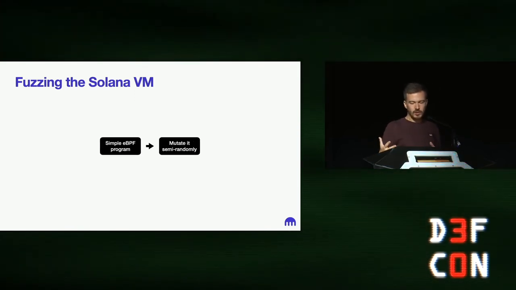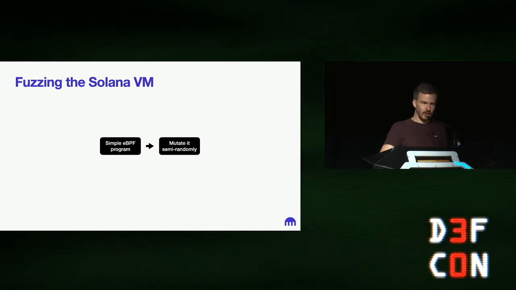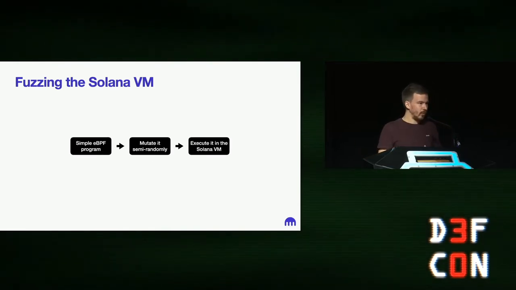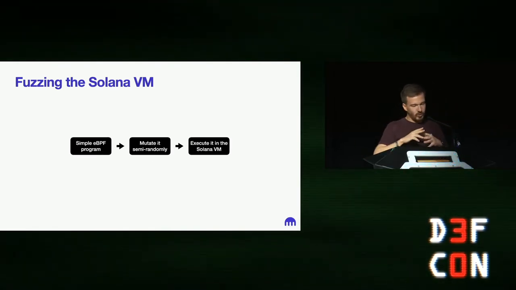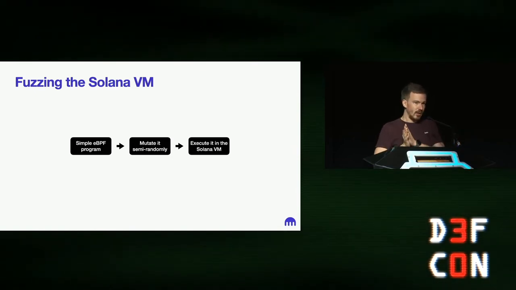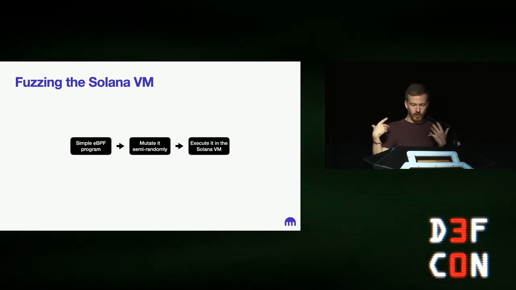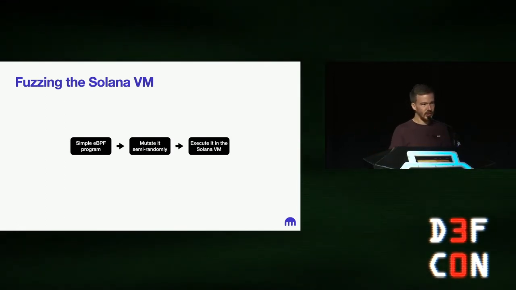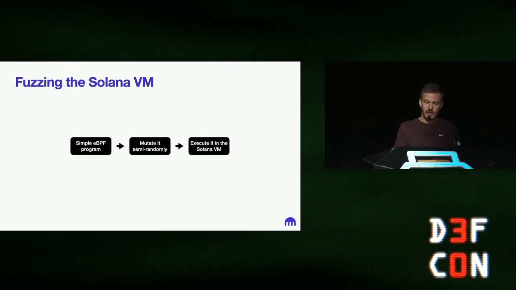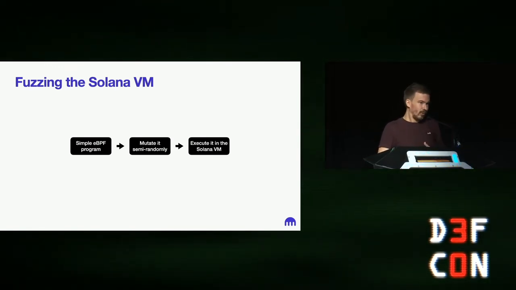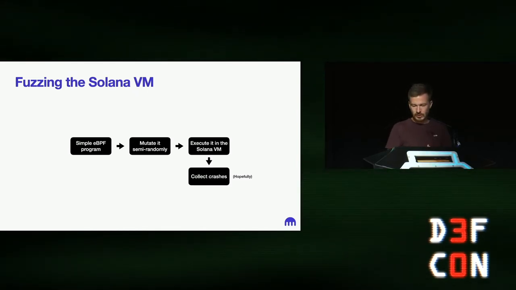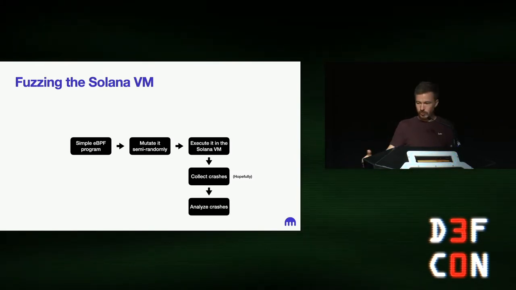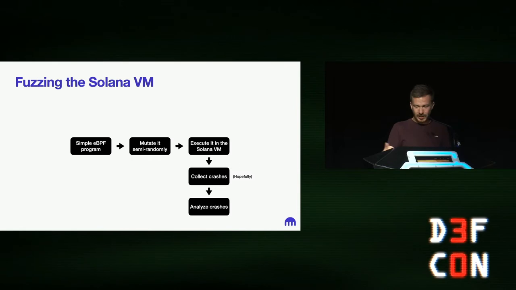Then we start mutating it semi-randomly. We just start flipping bits, adding bytes, removing bytes, and so on and so forth. And then we execute it in the Solana VM. Now, we want to get this all as performant as possible. If we get lucky, we want to execute this multiple thousand times per second, and try random mutations as fast as possible on as many machines in parallel as possible. And then hopefully we eventually crash the machine and we collect those crashes. And if we get very lucky, we can analyze them and maybe find some nice vulnerabilities. That's the plan, and so let's get started.